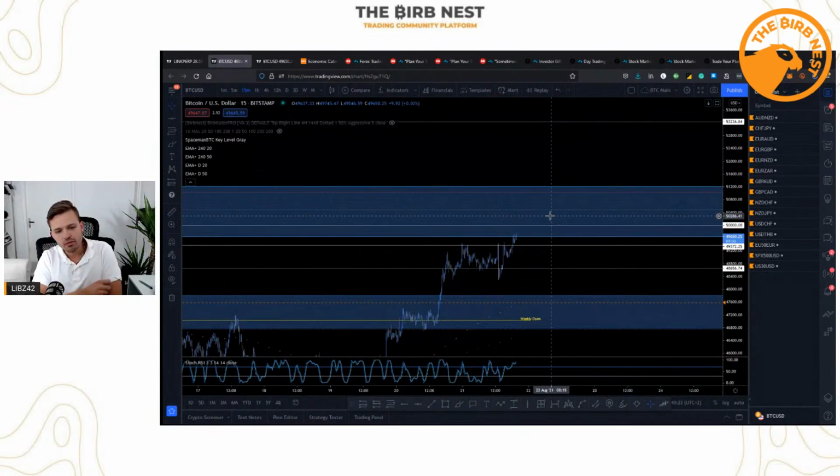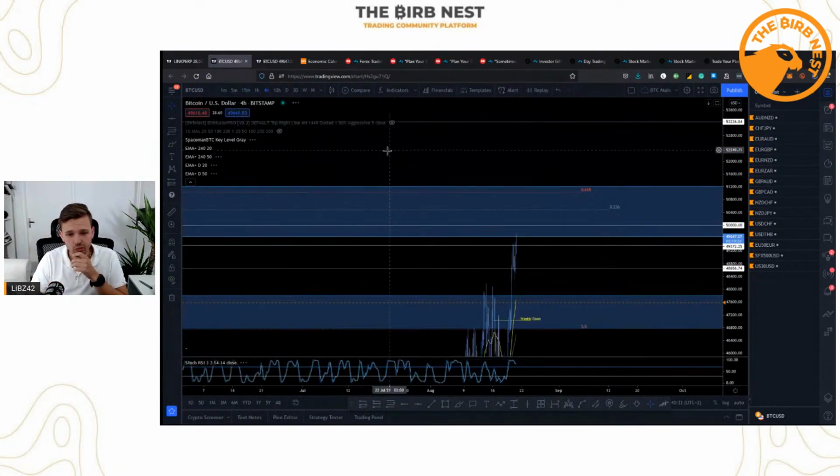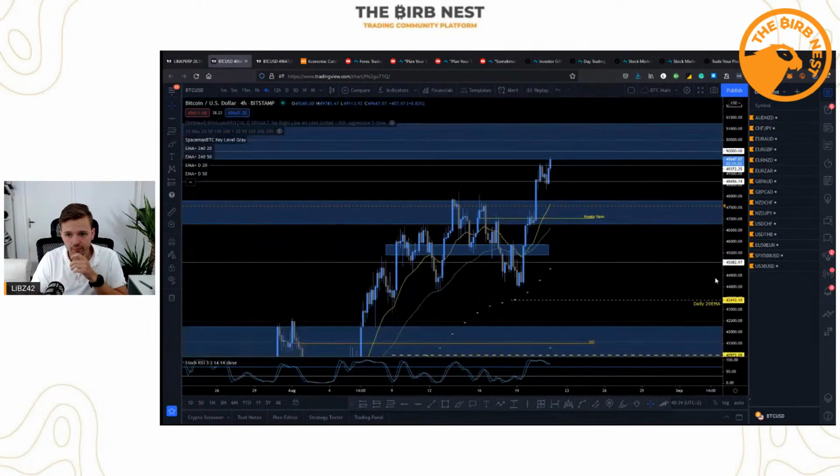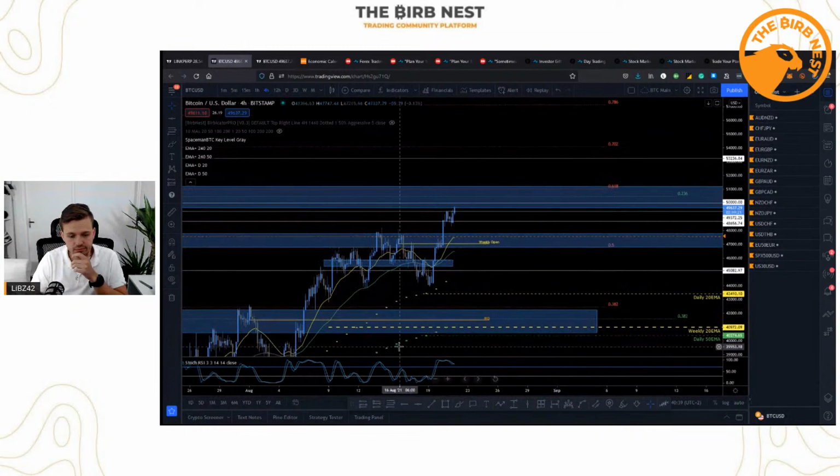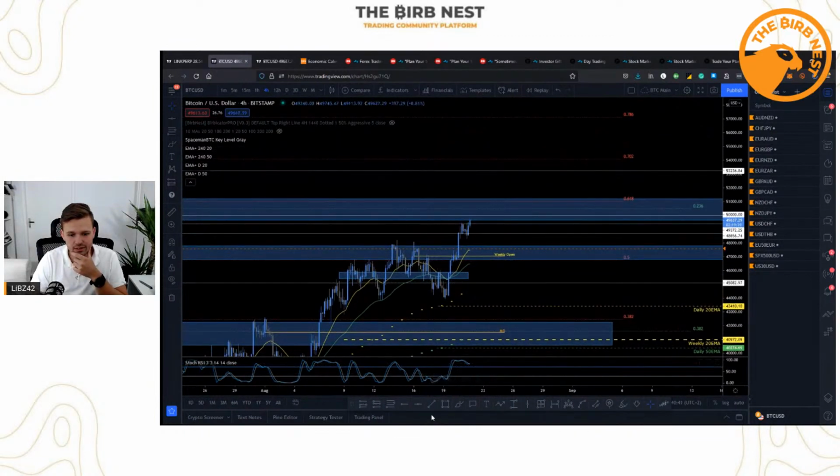So that's some thoughts on Bitcoin. Now, my idea for Bitcoin, I'm trying to think what my idea here would be, to kind of sum it up, to make it as simple as possible. Basically, what I'm thinking is this: rejection here, bounce here, and I'm going to be a buyer for a possible breakout move.